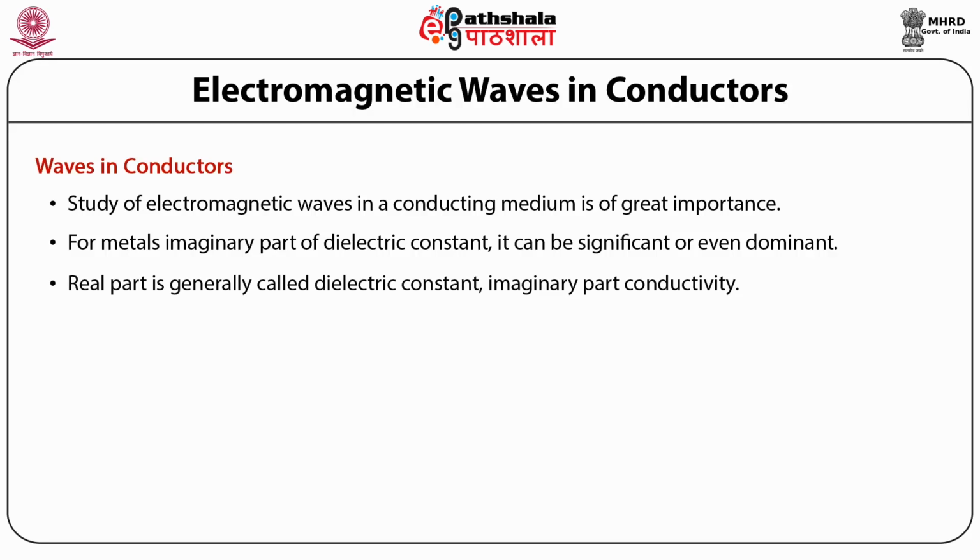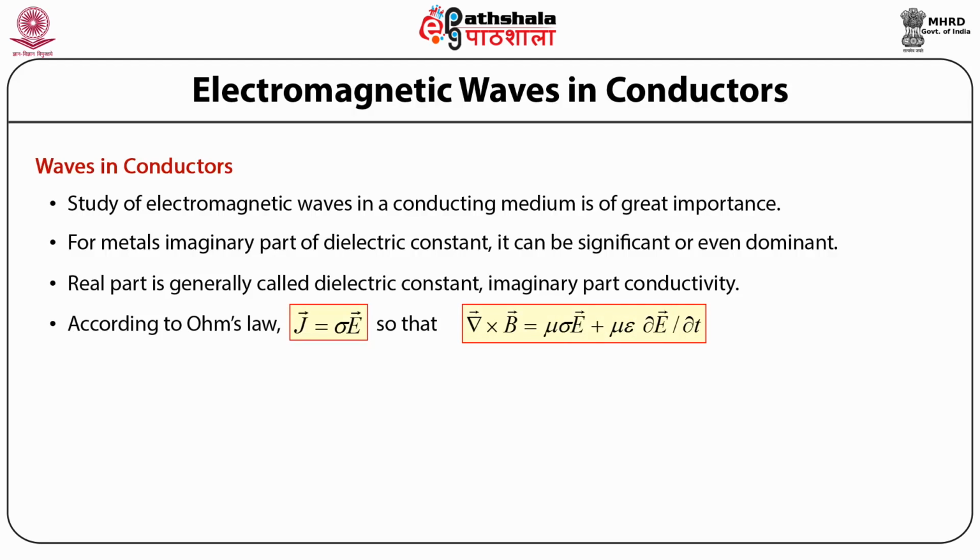The real part of the dielectric constant of a material is generally called the dielectric constant and the imaginary part the conductivity. So when defined this way, the conductivity, as we have seen, is independent of frequency for microwave and lower frequency regions. So according to Ohm's law, the free current density in a conductor is proportional to the electric field, so that J = σE.